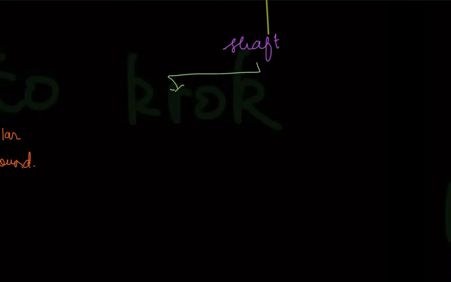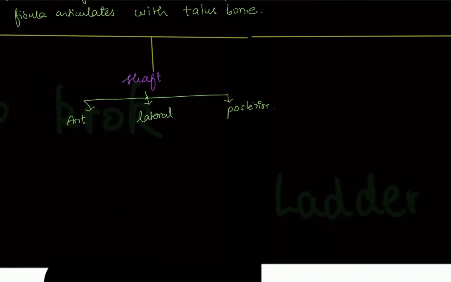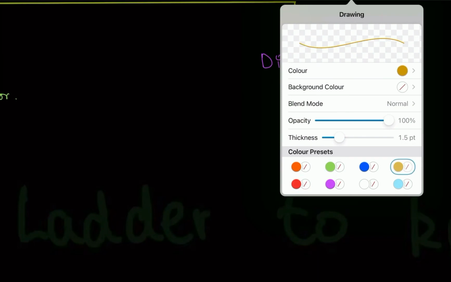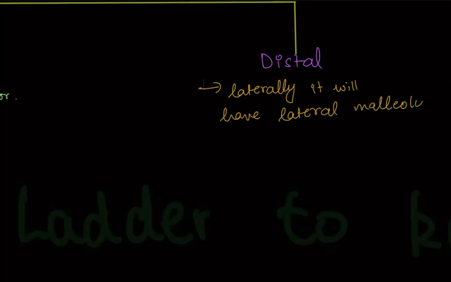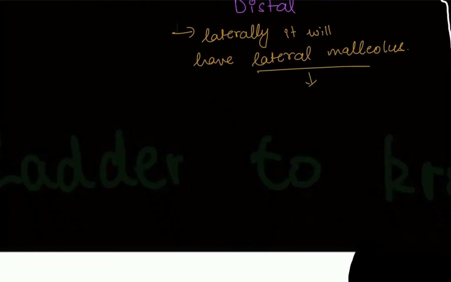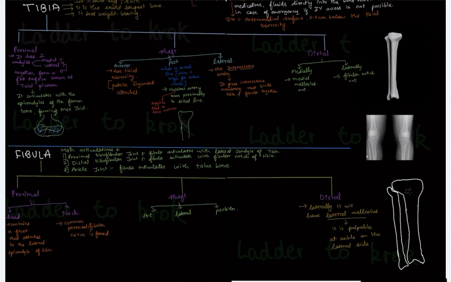The shaft portion has three surfaces: the anterior surface, the lateral surface and the posterior surface, similar to the tibia. These three surfaces also form the compartments for the muscles: the anterior compartment, the lateral compartment and the posterior compartment. Now look at the distal portion of the fibula. Laterally, it will have the lateral malleolus. Okay, and this lateral malleolus is palpable at the ankle on the lateral side. Understood?